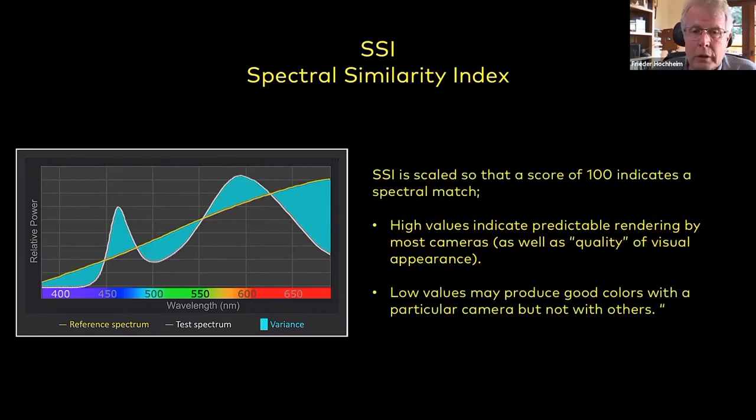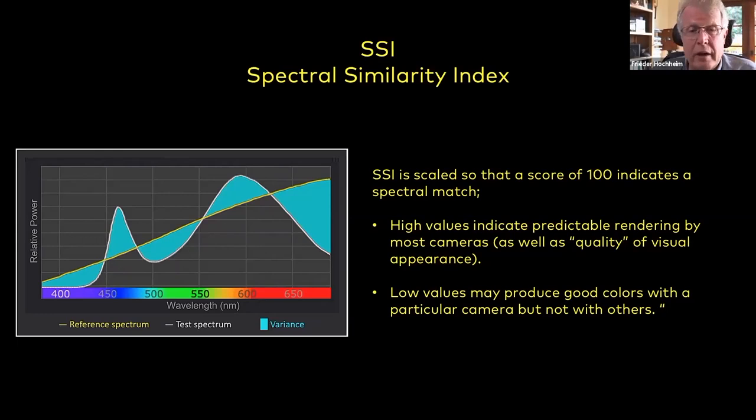And so now these are their words, not mine. This is how it's described. So high values indicate a predictable rendering by most cameras, as well as quality of visual appearance. Okay, it doesn't say what a high value is. That's left up to us to determine. Now, a score of 100 indicates a perfect match. Low values may produce good colors with a particular camera, but not with others. So it's vague at best.